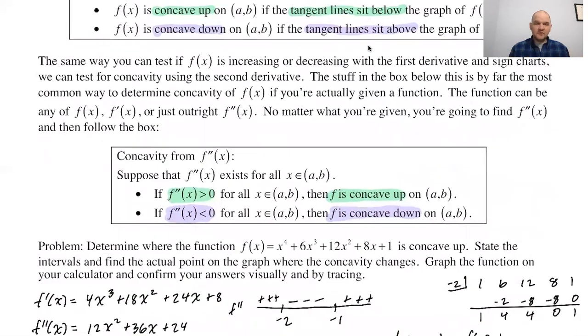And then if we have f double prime, we can tell concavity, because if f double prime is positive, that means f prime is increasing. Both of those mean that f is concave up. If f double prime is negative, then f prime is decreasing. Both of those mean that f is concave down. So there's a lot going on there.